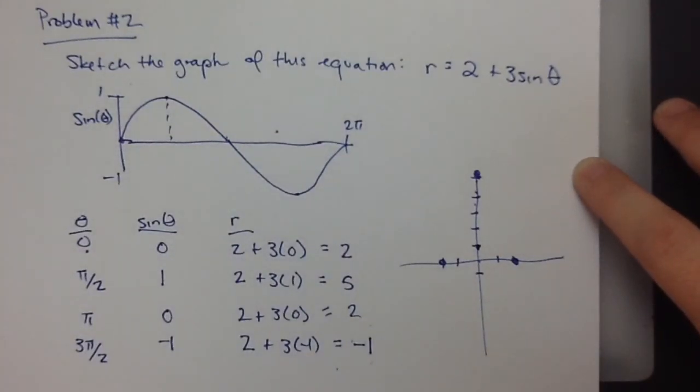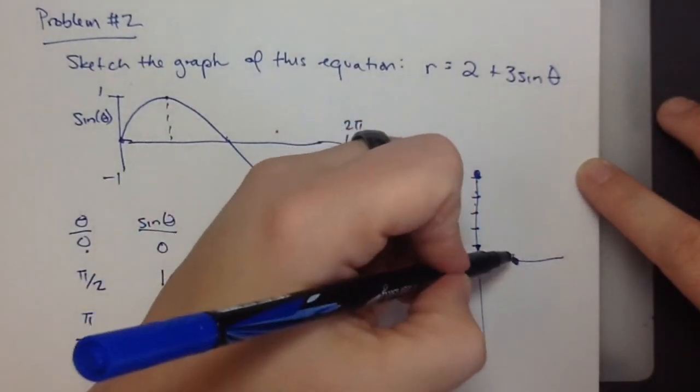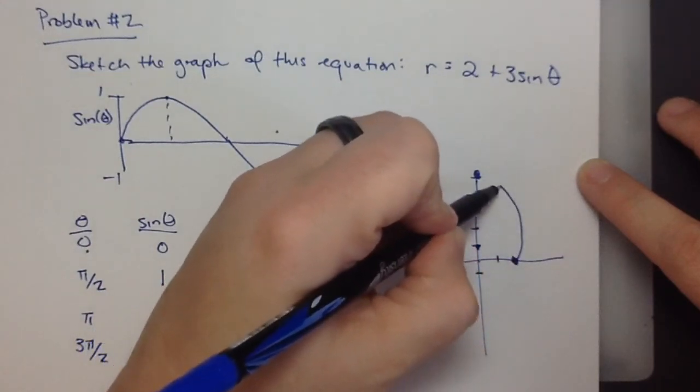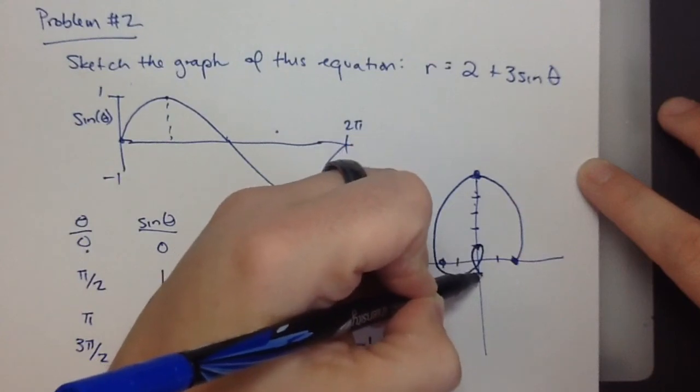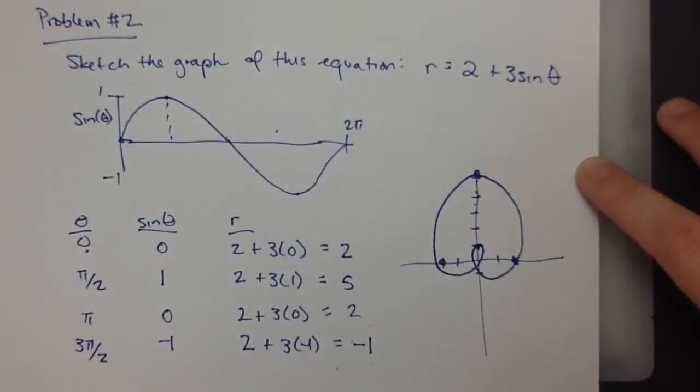All right, so using these coordinates and what we remember, this is going to look like this. We've got a little loop inside. All right, guys, this is how you sketch a graph of a polar equation. This is problem 2.